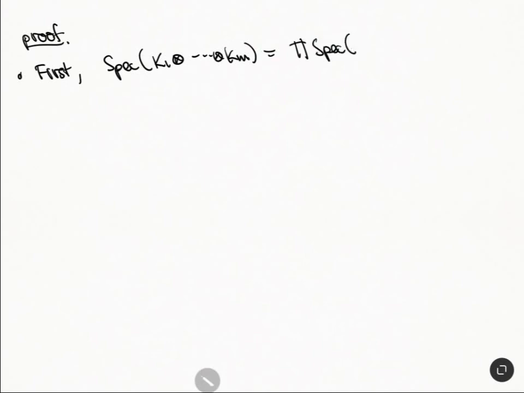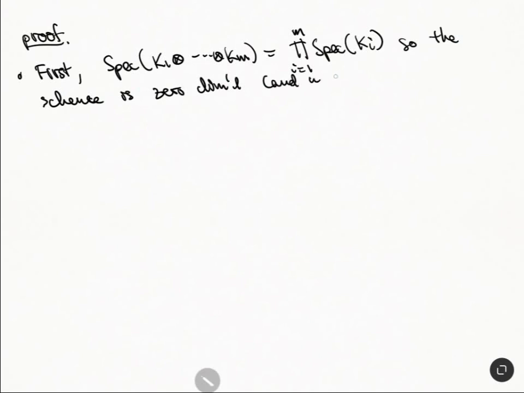Proof. First observe that Spec of k1 tensor up to km over k0 is a fiber product. The scheme is zero-dimensional, and it's a product of fields. Now we need to figure out what fields it is. This product of fields will be a big disjoint union of fields, actually.